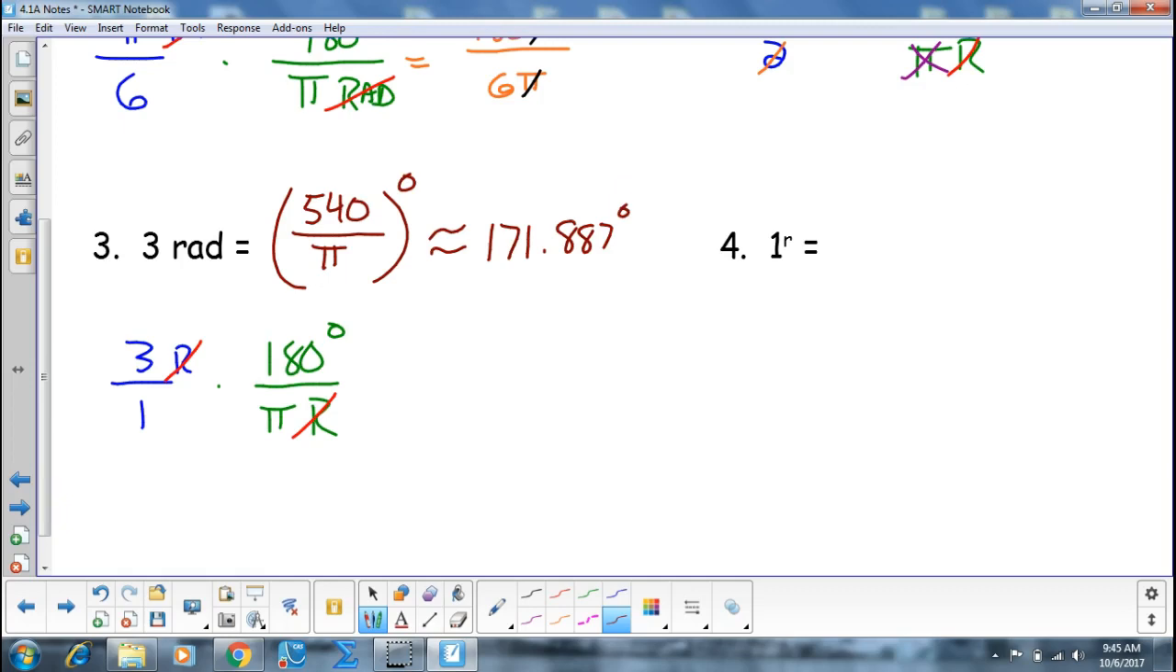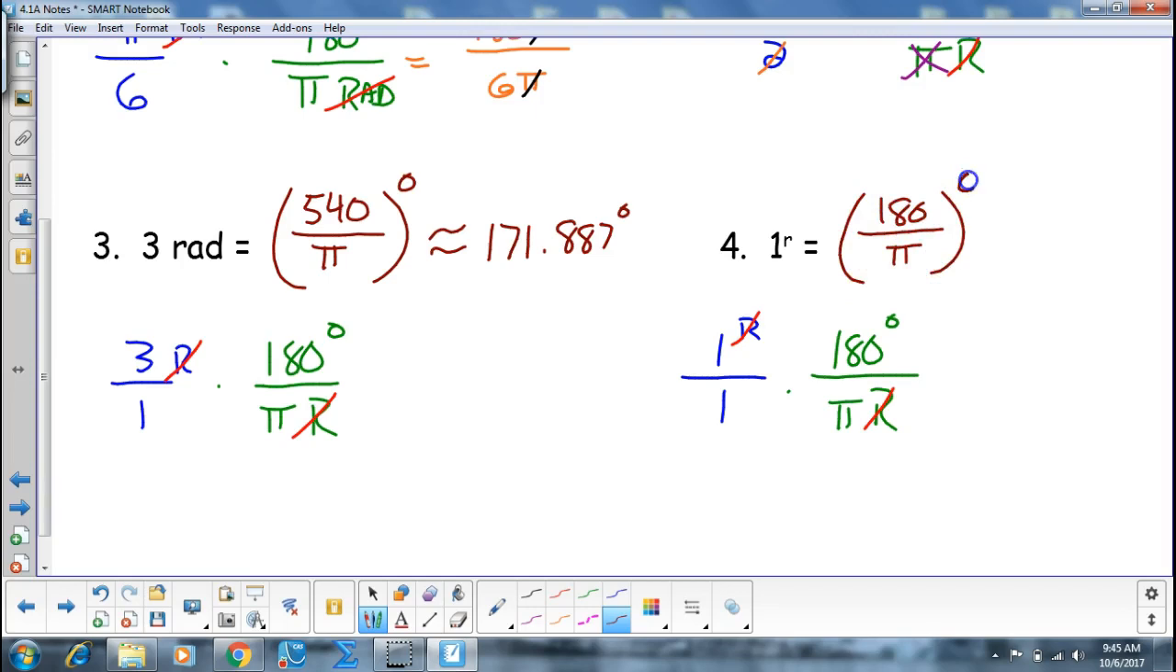Okay. So then this one, 1 radian over 1 times 180 degrees over pi radians. The radians cancel each other out. That leaves me with 180 over pi degrees, which we already said was 57.2958 degrees.